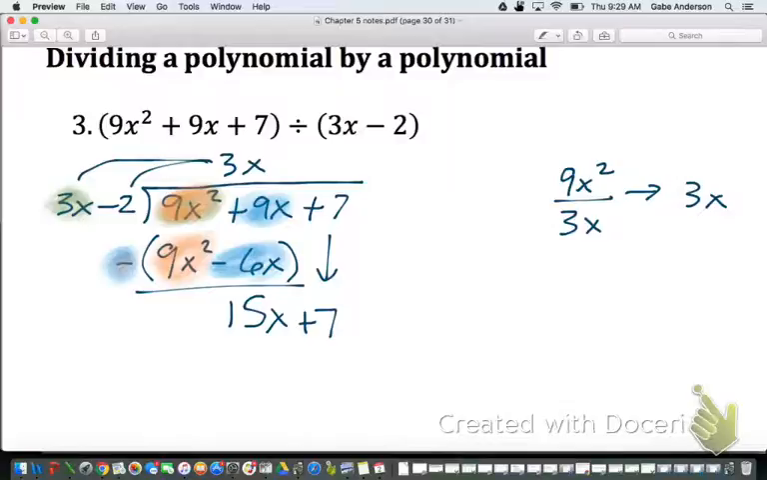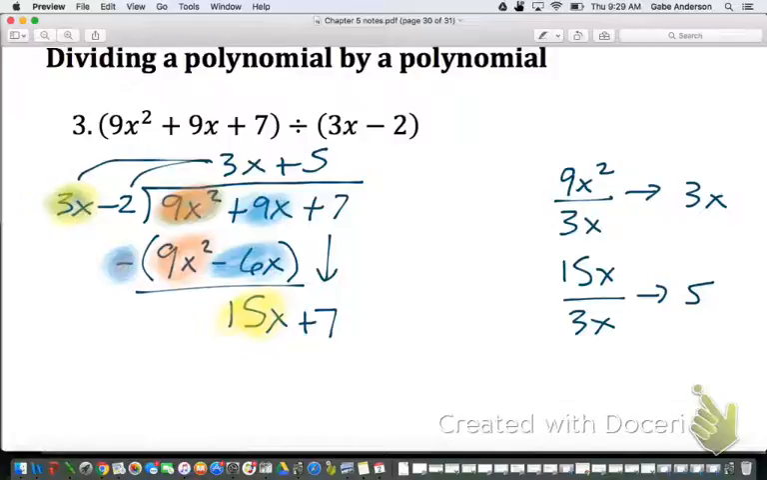So just like we did 9x squared divided by 3x, now we're going to do 15x divided by 3x. So what is 15x divided by 3x? Wouldn't the x's subtract out or cancel out there? So you would just get 5. So plus 5 goes right there.